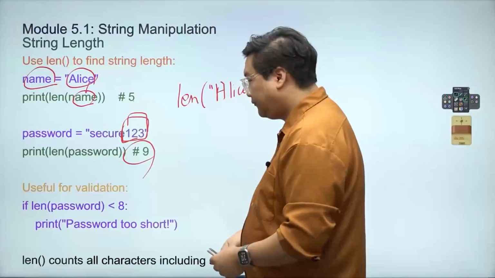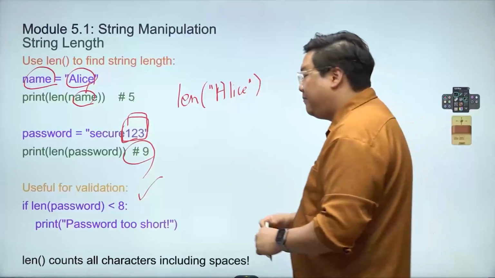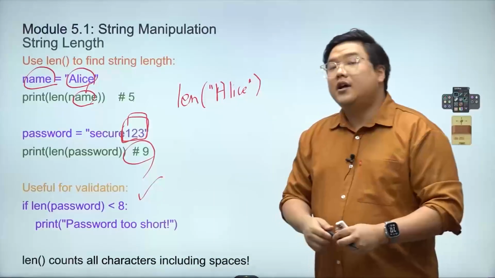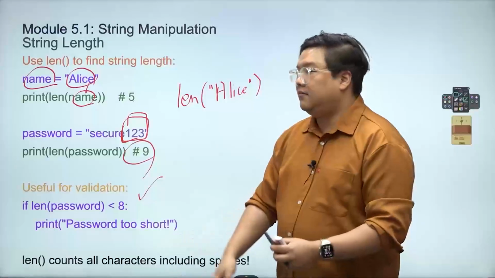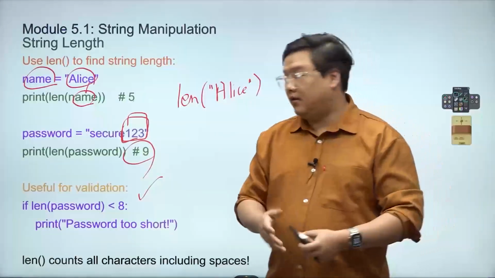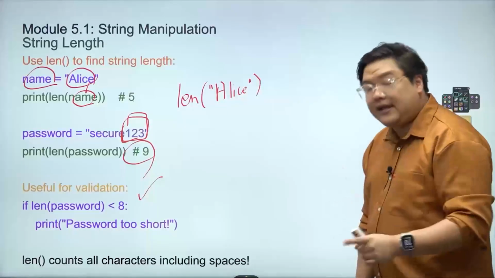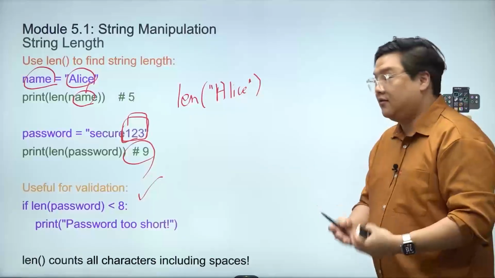Okay. So we can use these like, if len(password) is less than 8, we can print "the password is too short." So yeah, we can use the length when we're validating some input from the user as well. Okay. So len counts all characters, including spaces as well. So space itself is a character. Okay.